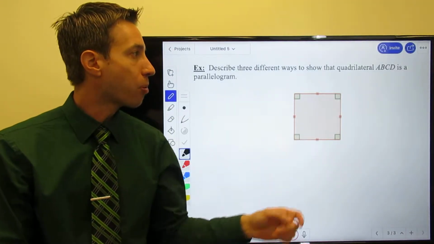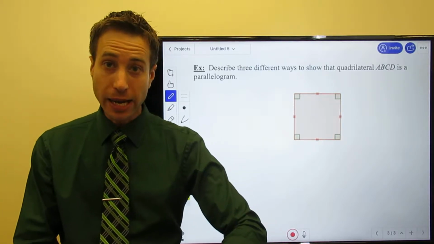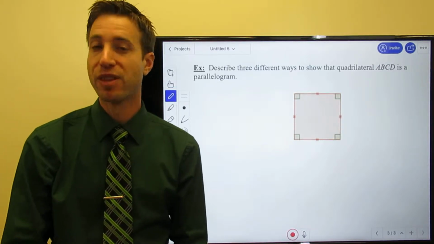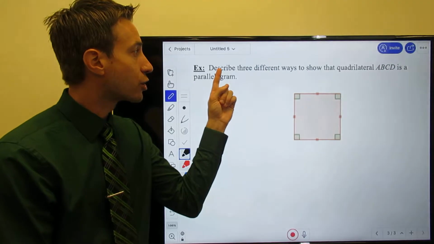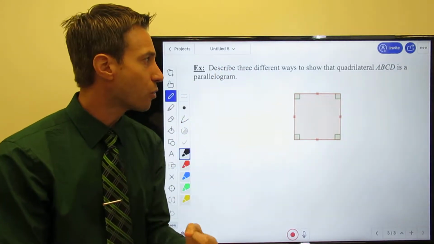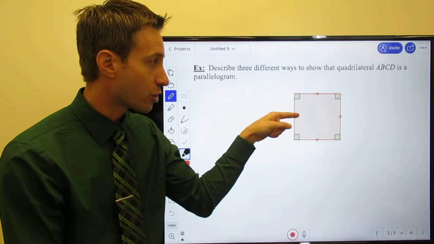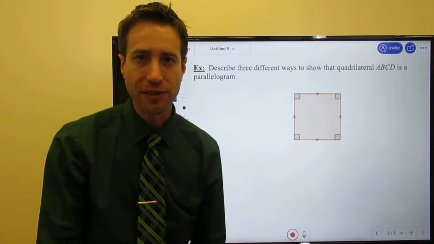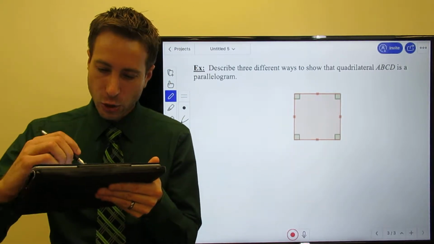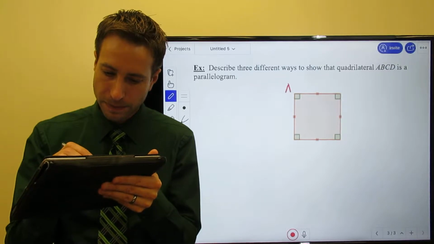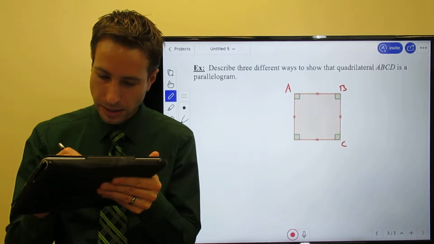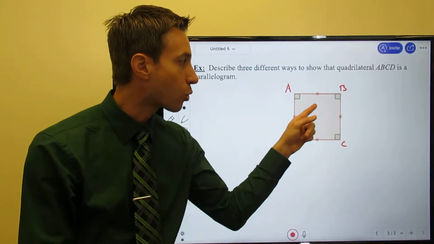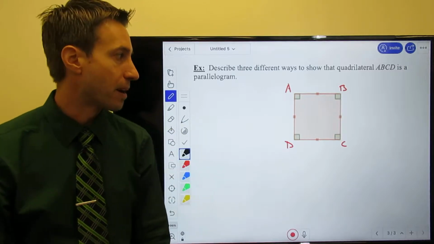What we've got here is one more problem where we're going to use the criteria for showing that a figure is in fact a parallelogram. So here we go. Give me three different ways that you can show the quadrilateral I've given you here, quadrilateral ABCD, is in fact a parallelogram. I don't have the vertices lettered, so you could go ahead and quickly do that yourself: A, B, C, and D. We need three different ways to show that this quadrilateral is in fact a parallelogram.